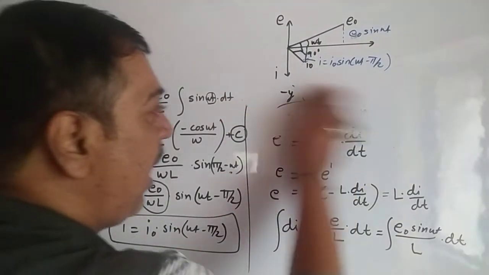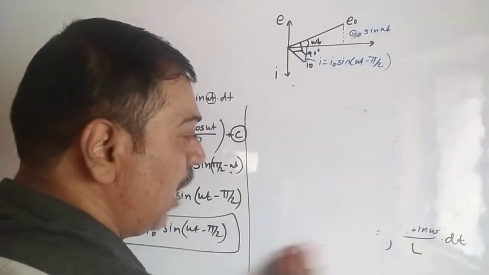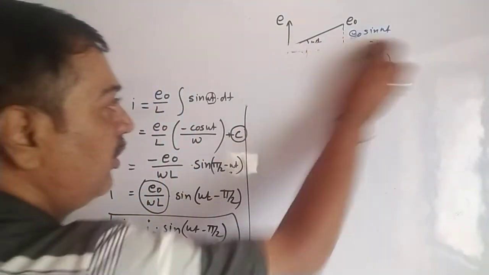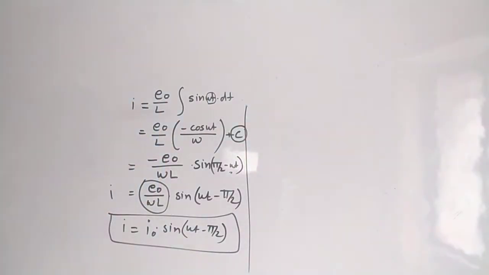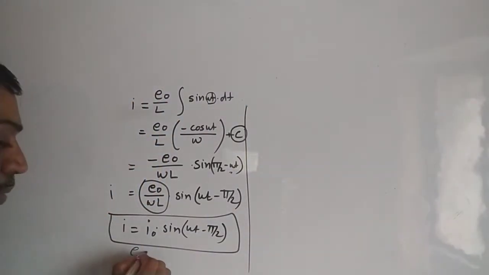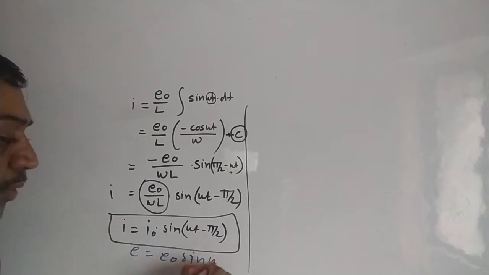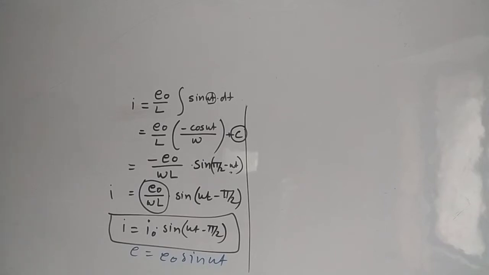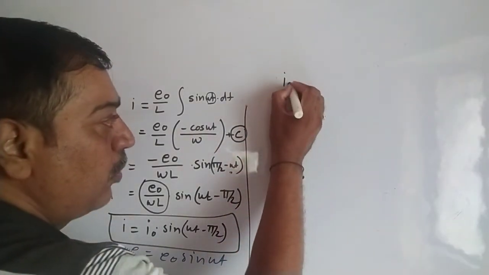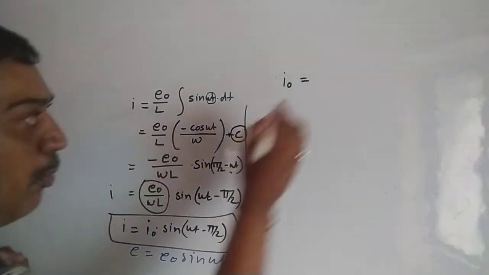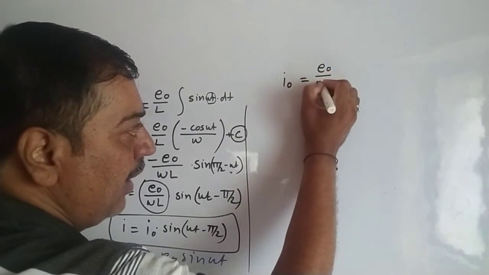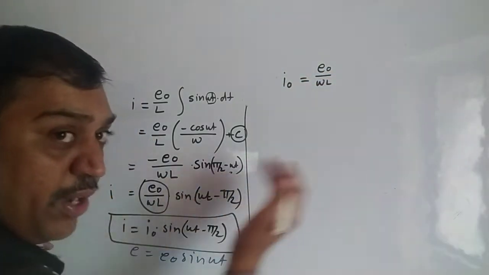Now the next remaining part. We have derived this equation, E equal to E0 sine of omega t. We have seen up till now the phasor diagram and the waveform diagram, and how the current lags behind the EMF. Now if we see the value of I0 specially, I0 equal to E0 divided by omega L. That is according to our equation.